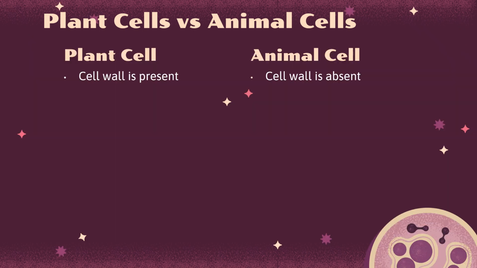The first thing to compare, right, is of course the presence and the absence of a cell wall. For plant cells, they possess a cell wall, and for animal cells, they do not have a cell wall. Okay, very straightforward, very easy.